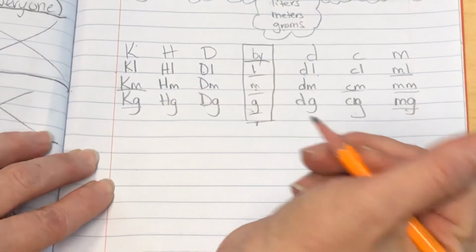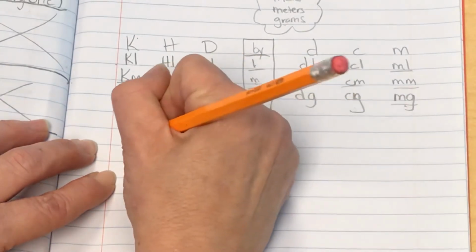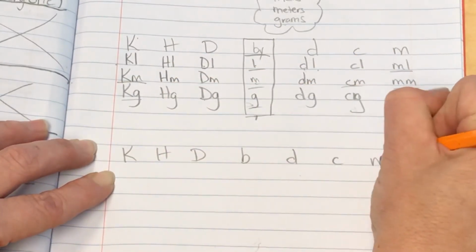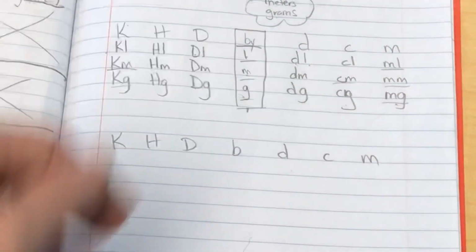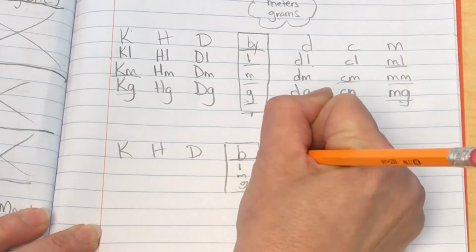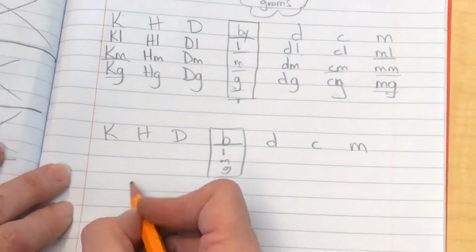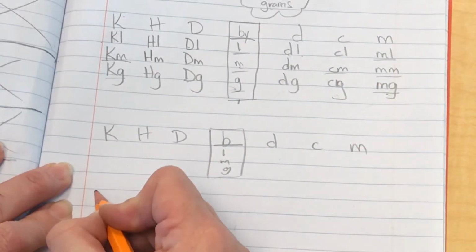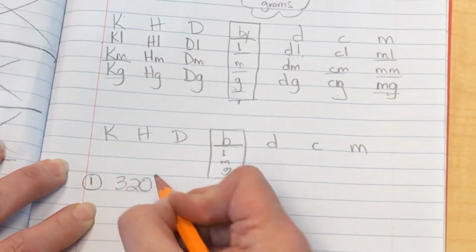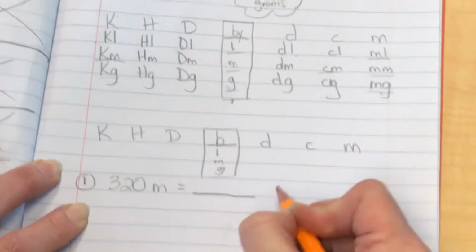I'm going to go ahead and write my cheat code down. Okay, now I know I already have it written up there. I'm going to always box this in and do liters, meters, grams. Always, okay, because I want to see those letters. So now, go ahead and do that. And so now I'm going to do, let's try question 1. 320 meters equals how many millimeters?